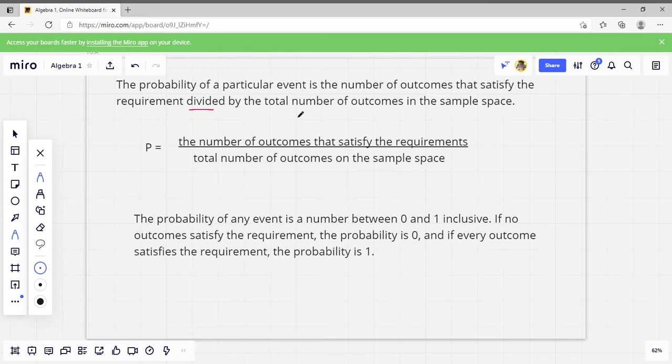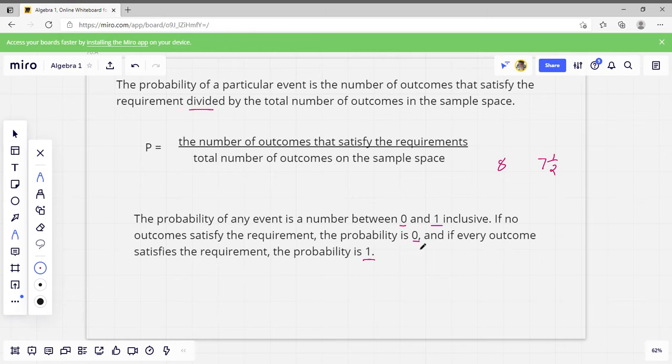The probability of any event is a number between 0 and 1. If no outcome satisfies the requirement, the probability is 0. If every outcome satisfies the requirement, the probability is 1. So it's always going to be a fraction between 0 and 1. You couldn't have something like 8. That can't be an answer. Or 7.5. Those can't be answers. It's always going to be a fraction.